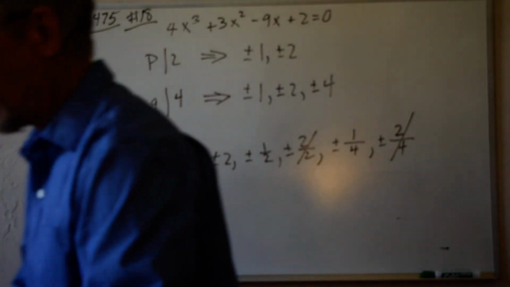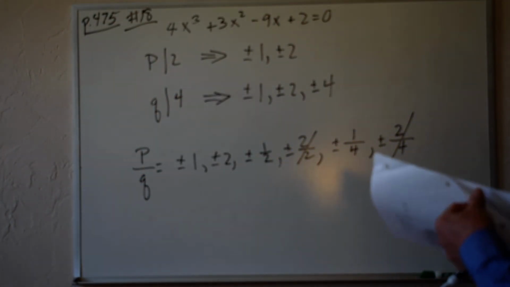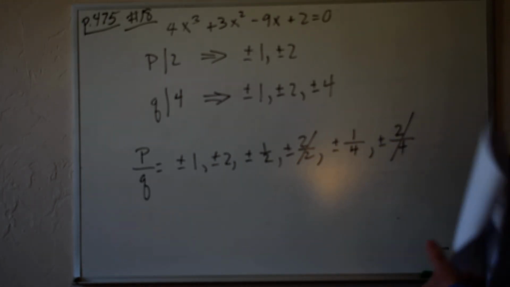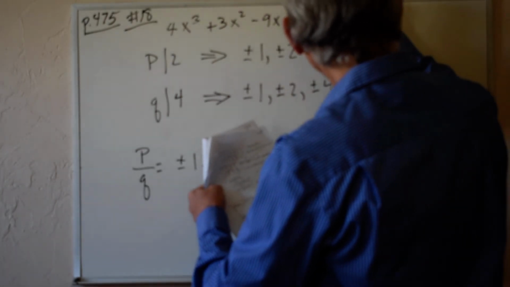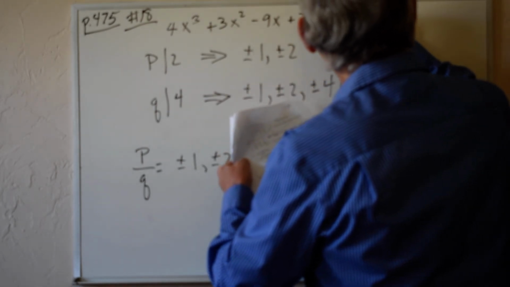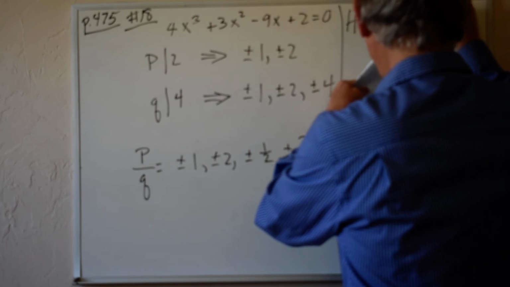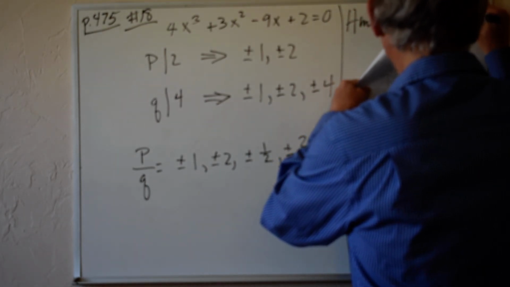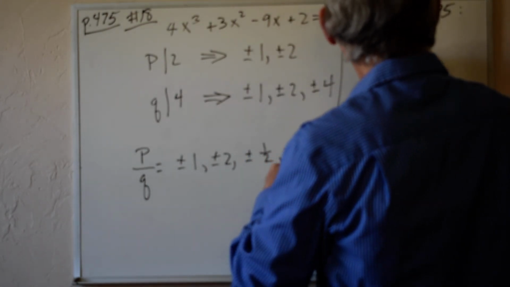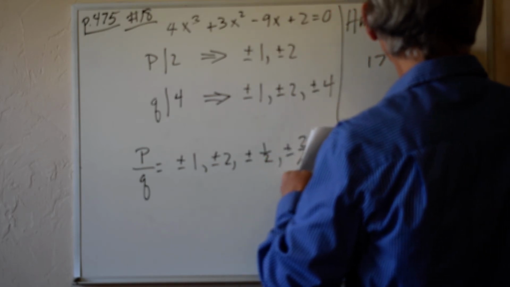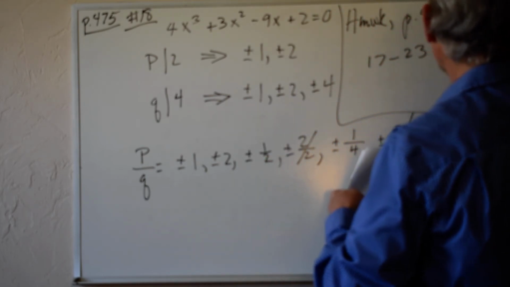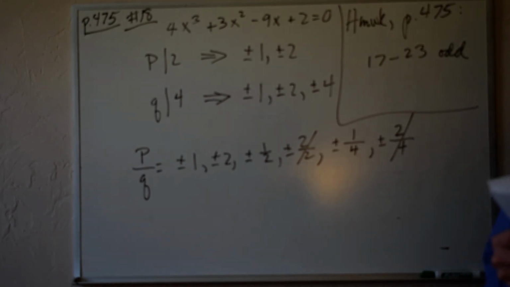So for homework, in that section, we wouldn't want to forget homework, would we? For homework, on page 475, 17 through 23 odd, and that wraps up section 6.4. Now, let's cover 6.5 today.